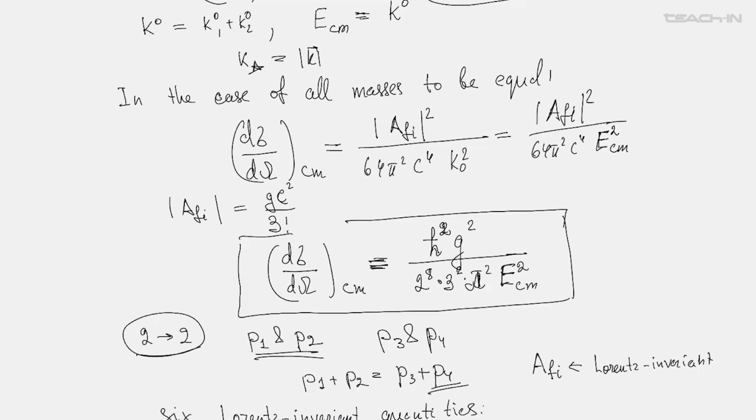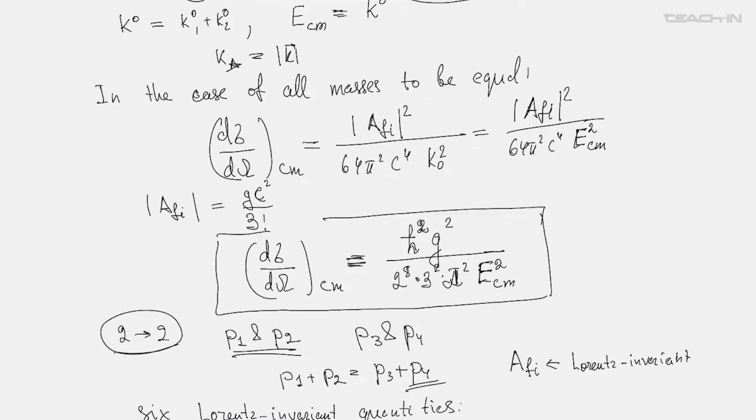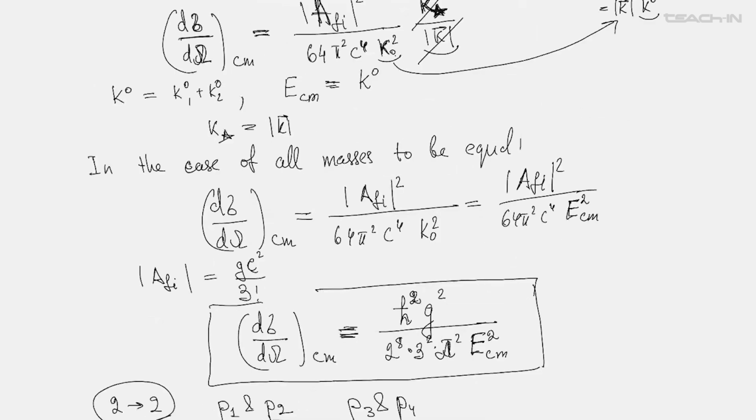I have a question about this. If we have 2 to 2 scattering with 4 massless particles, will we get the same result here? Yes, for massless particles, of course, you need to take into account certain modifications, because we were relying here on the fact that our particles are massive.